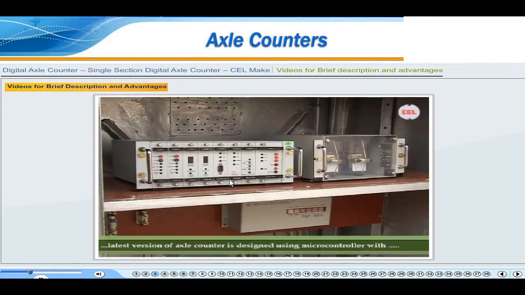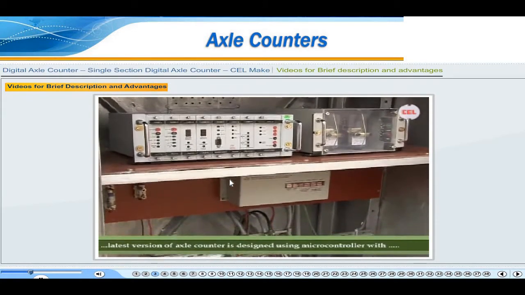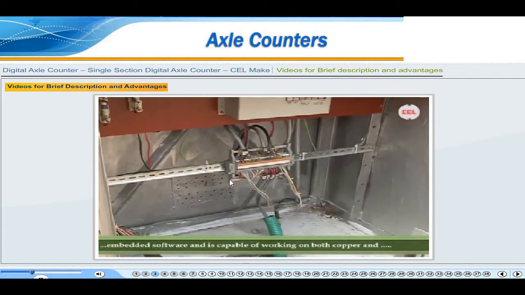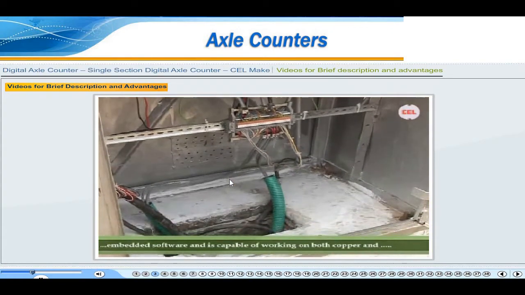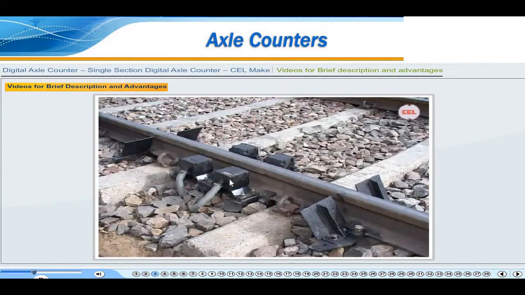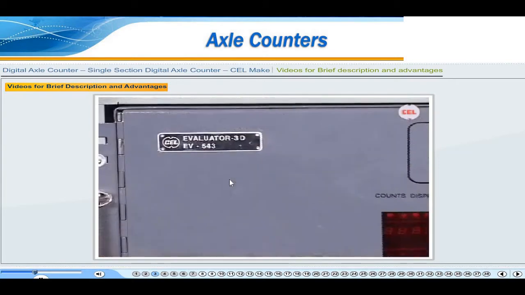The latest version of axle counters are designed using microcontroller with embedded software and are capable of working on both copper and optical fiber cables. Now let us take a look at the evolution of axle counters at CEL.